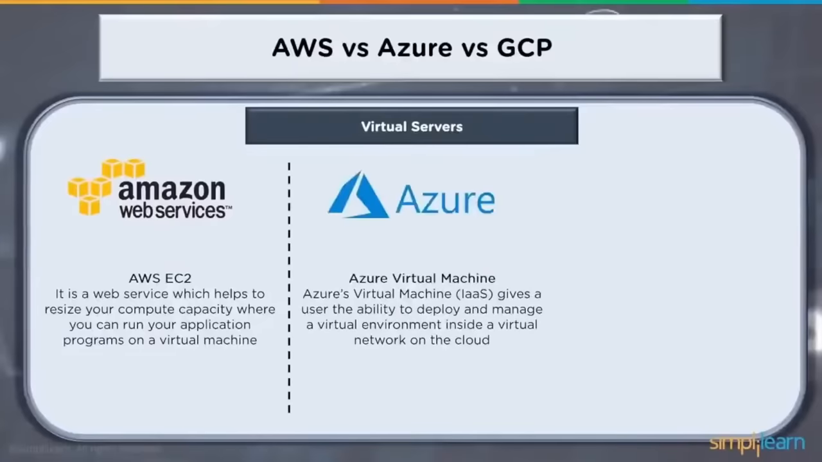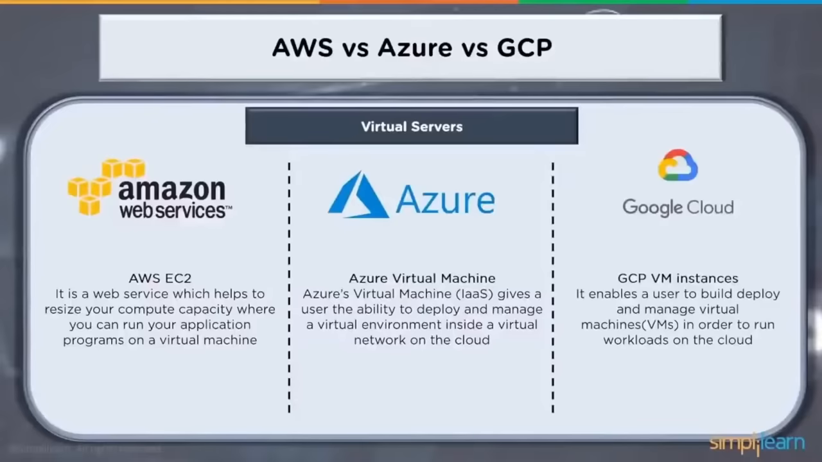When it comes to Azure, Microsoft's offering, Azure Virtual Machine, that is infrastructure as a service, gives a user the ability to deploy and manage a virtual environment inside a virtual network on the cloud. And this virtual network on the cloud would be managed by the cloud provider. Google Cloud Platform's offering, GCP VM instances, enables users to build, deploy, and manage virtual machines in order to run different kinds of workloads on the cloud.